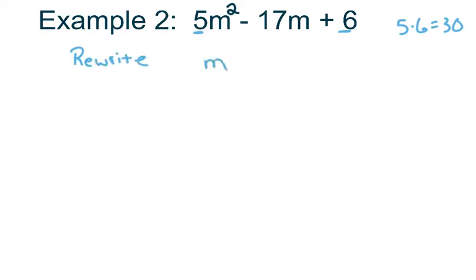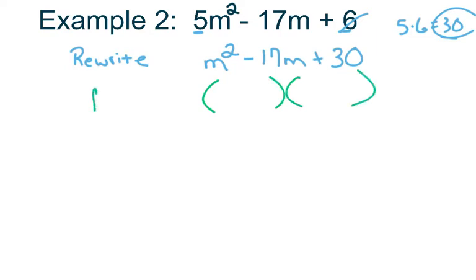Then I'm going to rewrite the equation without the leading coefficient. So I'm going to take that 5 away. So m squared minus 17m plus, I'm going to change out that 6 for what a times c is. So that's 30. And then we're going to factor. You can take screenshots of these videos besides pausing it.